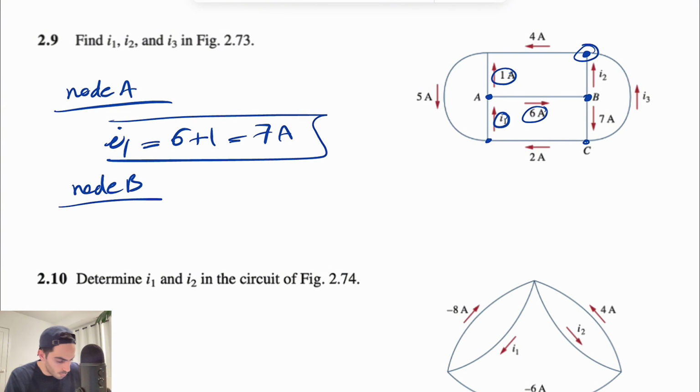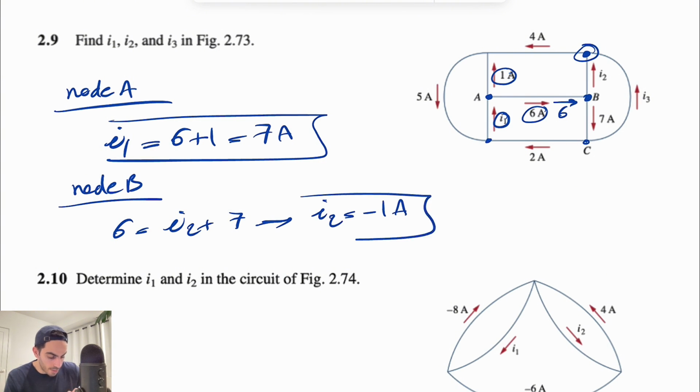Again, let's see what currents are entering that node. We can see that we have a 6 amp entering, and we have I2 and the 7 amp exiting. That means our I2 is -1 amp, and we have a sign convention here. When we have a negative sign for the current, that means it's in the opposite direction. So I2 is actually going the other way around, like this, -1 amp.